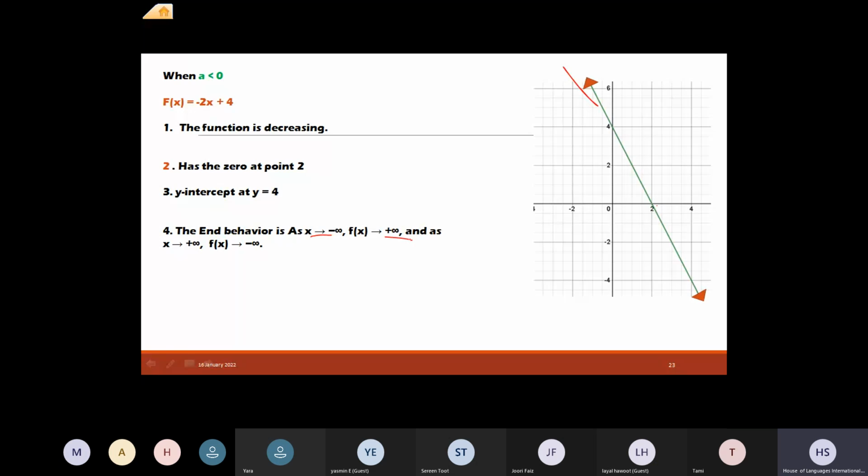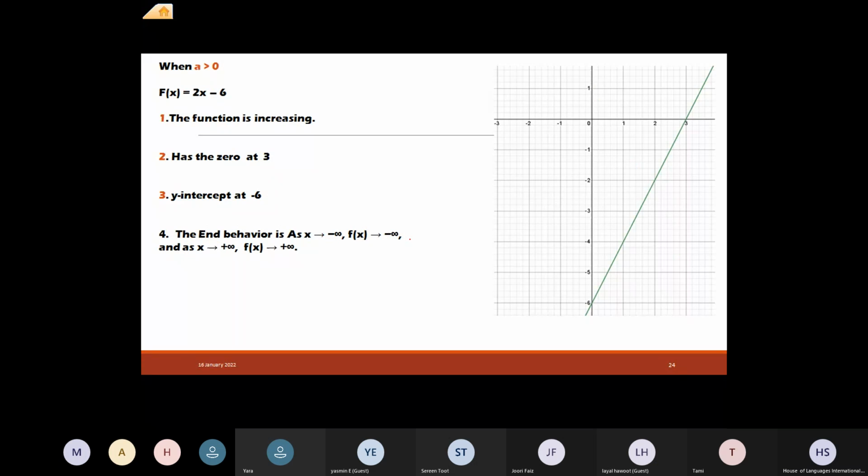The last one now. When a is greater than 0, that means the slope is positive. As an example, this one, 2x minus 6. So the function will be what? Increasing, because the slope is positive. Where are the zeros here? Where does it cut the x-axis? 3. Good job. So it has a 0 at 3.